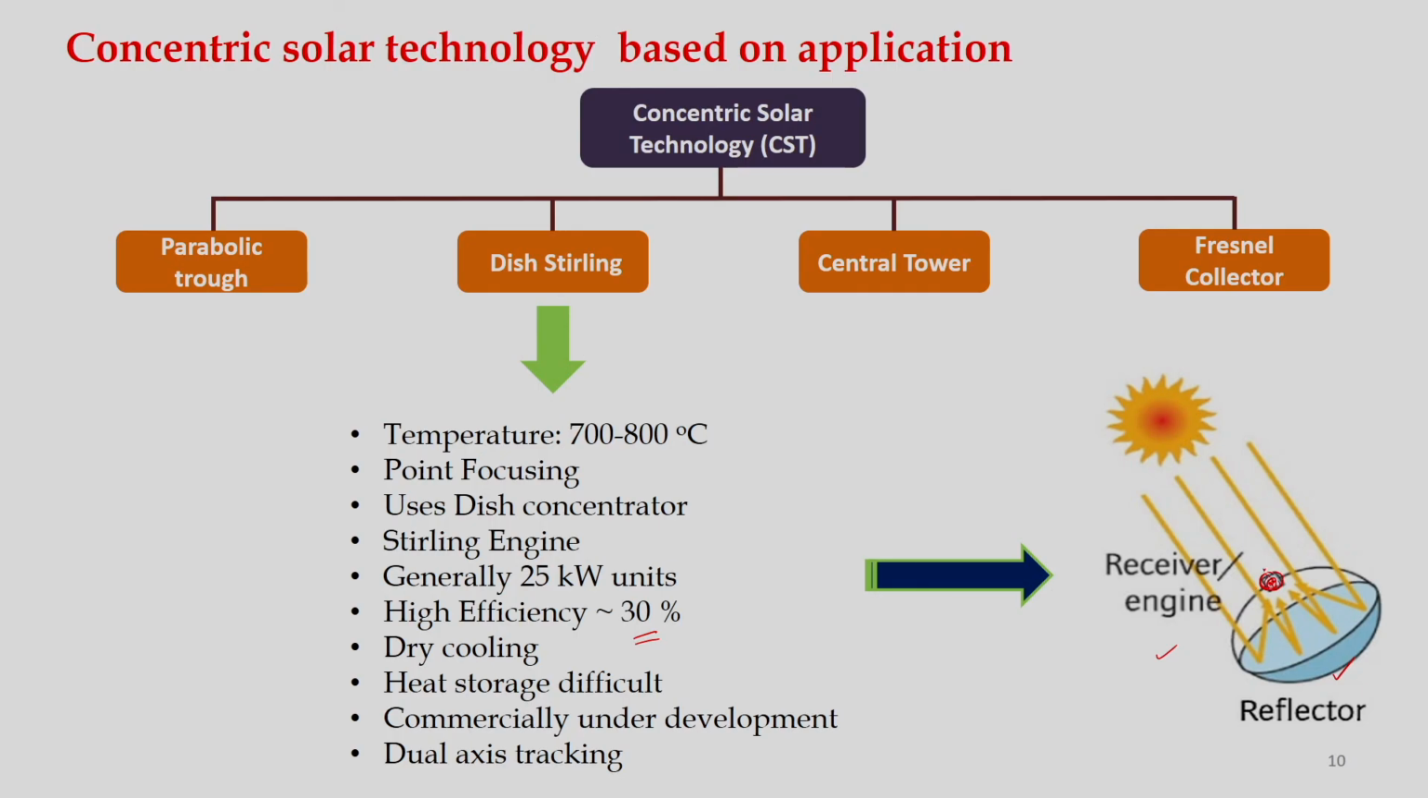Okay. So it is very difficult to accommodate more number of devices. So here engines are installed and then electricity can be generated. Of course there are other arrangements if we look for some farm of this technology, then that has to be collected and finally one engine will be there. So this heated fluid will go to the engine, then the engine will generate electricity. And this technology is commercially under development and here dual axis tracking is mandatory.